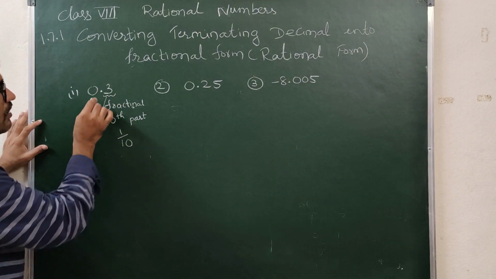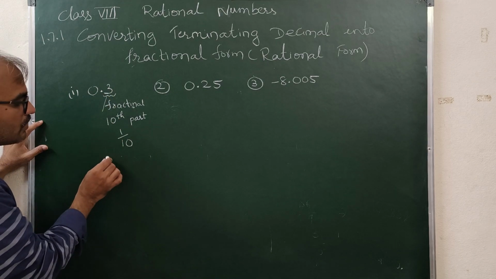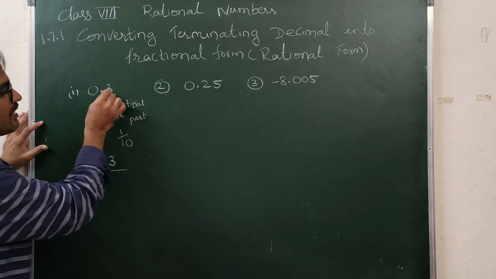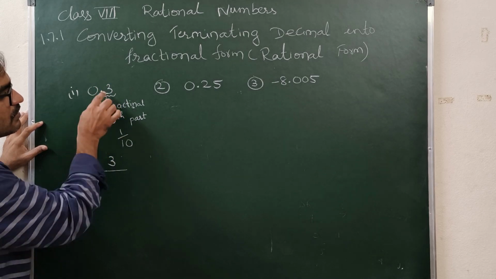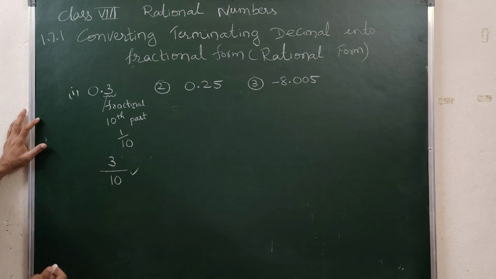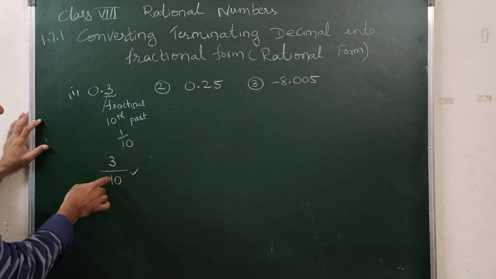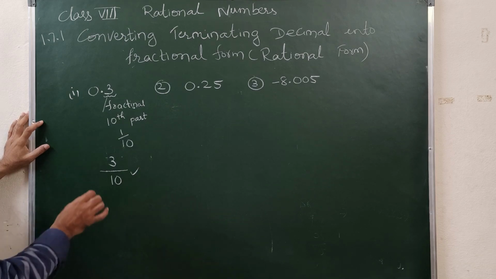So we have to write the entire number without the decimal point. What is the number without the decimal point? 3. Right? 03 is 3 only. After the decimal point there is 1 digit, so it is the tenth part. So write 10 in the denominator. Simple. So it is 3 by 10. You cannot divide further, because there is no common factor for 3 and 10, so it is the simplest form of the fraction.